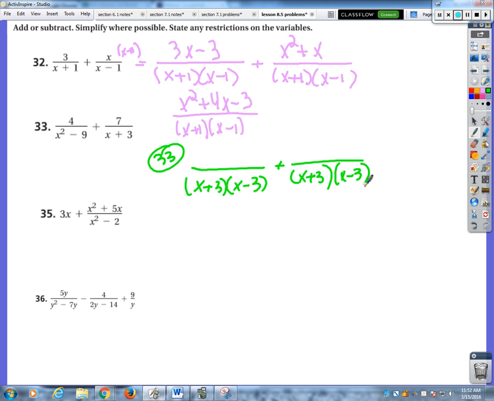On the left, I didn't change it at all, so the 4 is just going to stay as a 4. And on the right, I multiplied by x minus 3, so if I distribute that 7, it's going to give me 7x minus 21. Okay. And then now all I am left to do is combine the like terms. So 4 take away 21 is negative 17. So 7x minus 17 over x plus 3 times x minus 3. Can't factor the top, so that is our final answer.